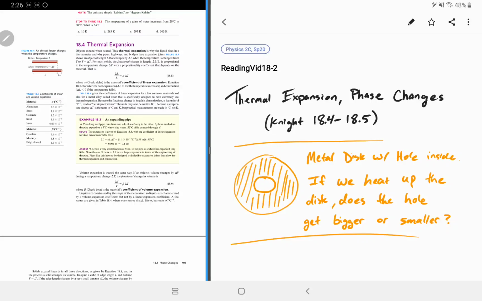Hello everyone, we're going to continue with chapter 18 now. Do the next couple sections, one on thermal expansion and one on phase changes.